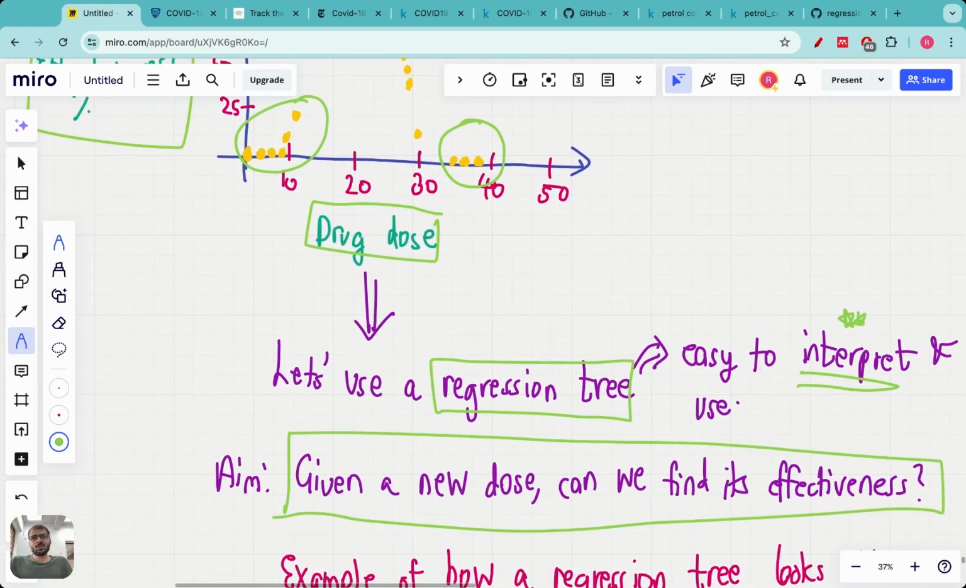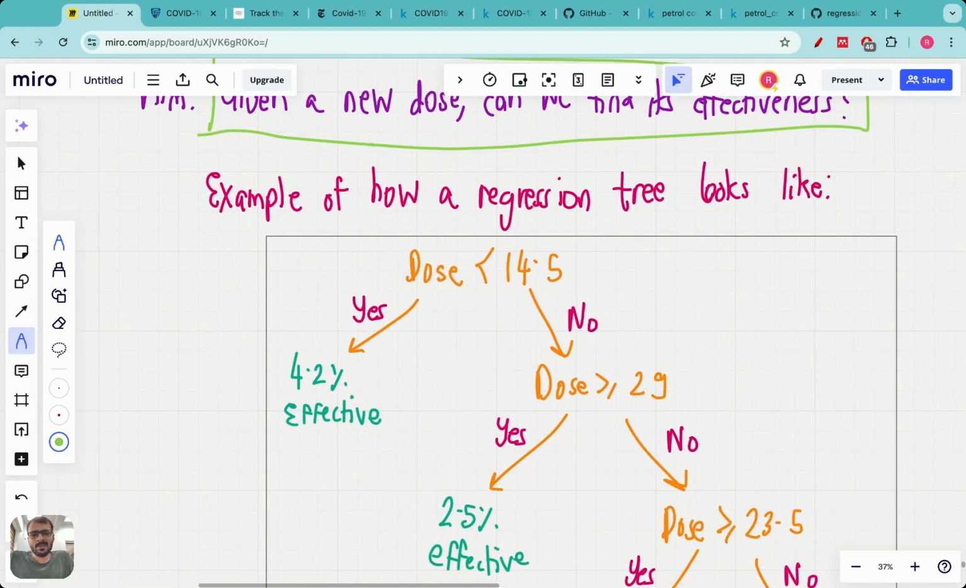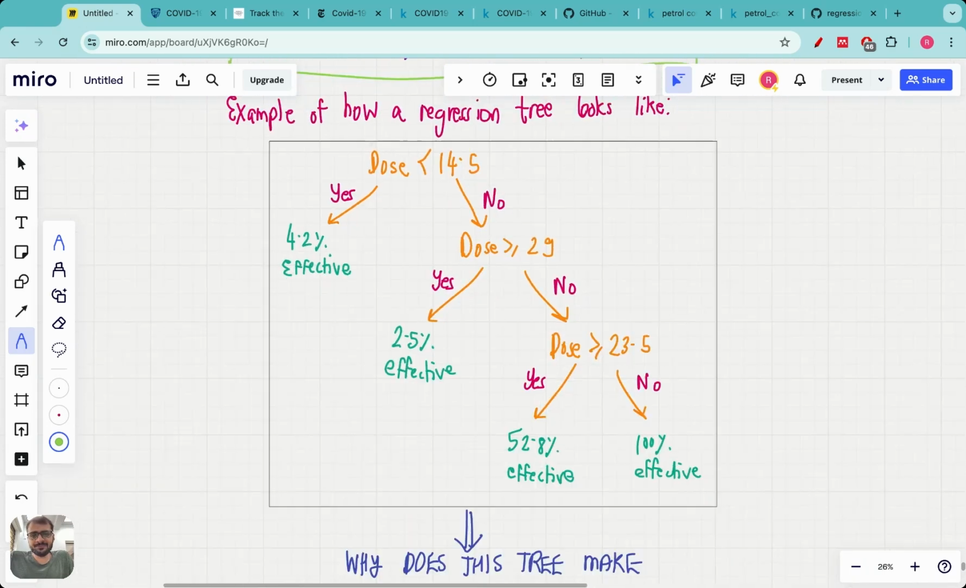Before building out a regression tree, I first want to show you what a regression tree can look like, and then you will get a roadmap of what we have to build in this lecture series. So, this is how a typical regression tree actually looks.